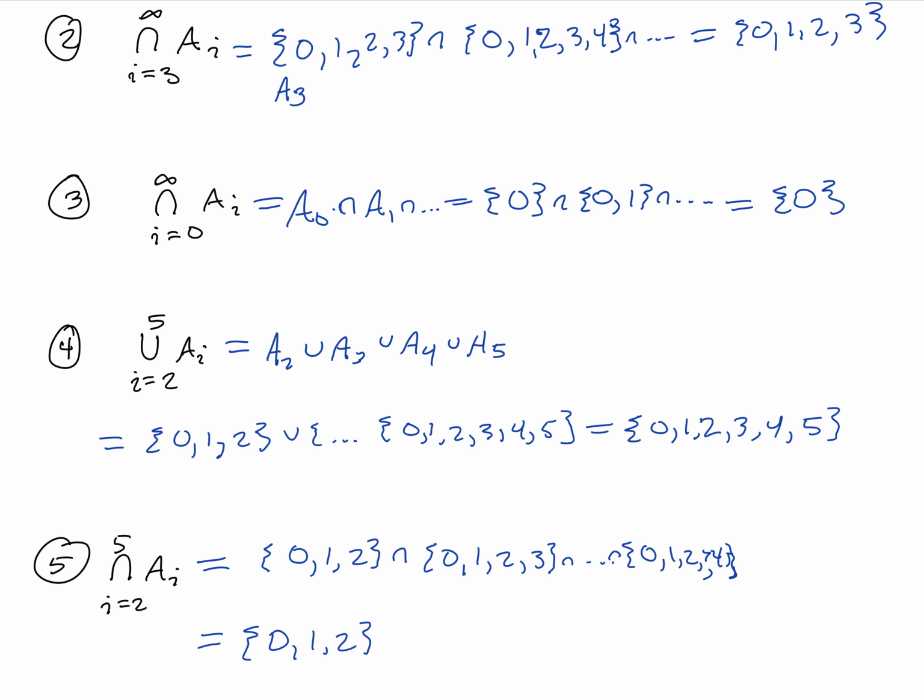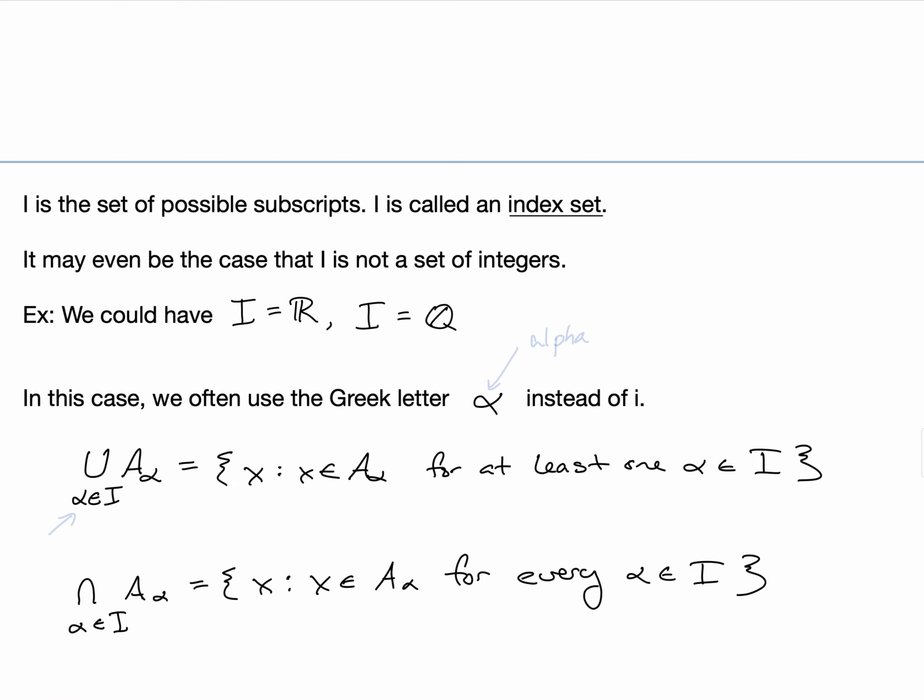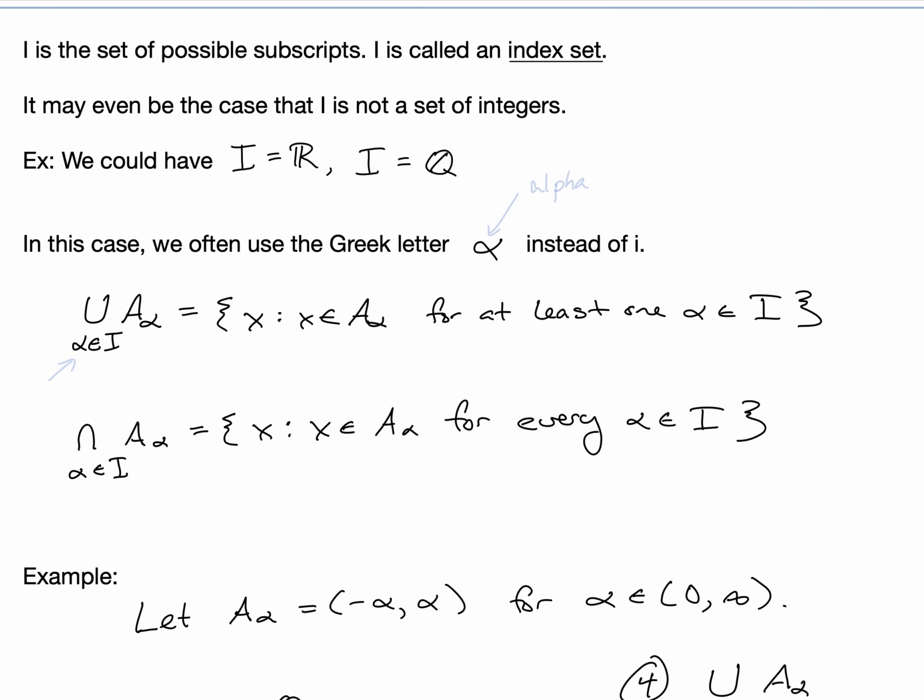As we saw above, the set I of possible subscripts is called an index set. It may even be the case that I is not a subset of the integers. So, for example, we could let the index set be the set of all real numbers R, or the set of all rational numbers Q. In this case, we often use the Greek letter alpha instead of I for the elements of the index set, because I sort of indicates that it might be an integer.